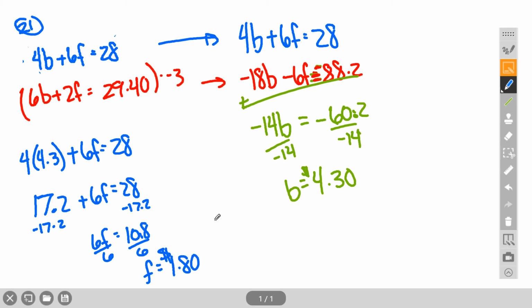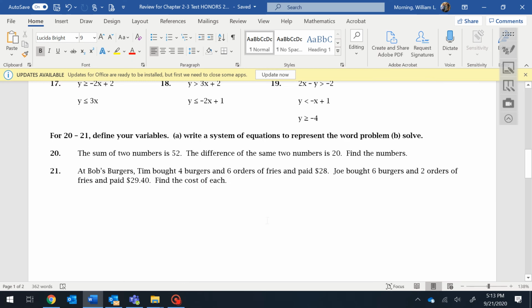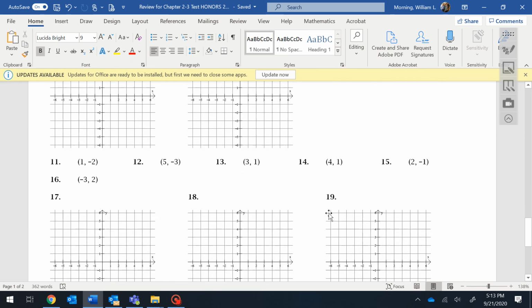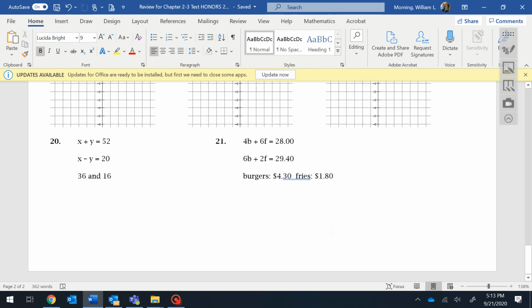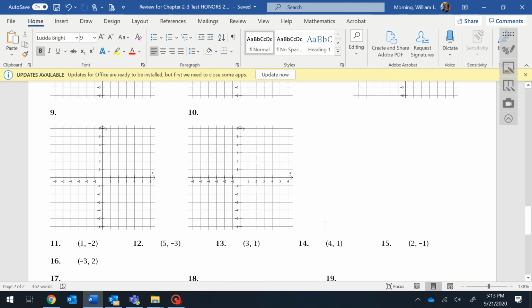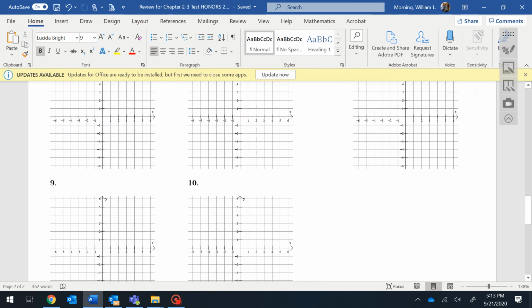So the cost of each burger is $4.30. The cost of each fry is $1.80. And that was number 21. And that is all of them, and I think all of the answers were there, and should have been checking them as I go, but I'm pretty sure I got them all correct.